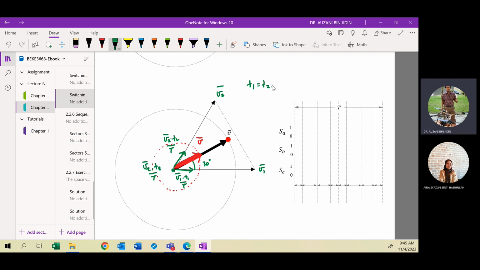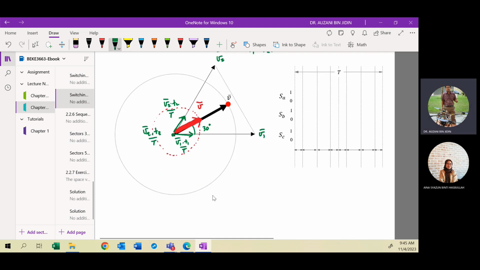So what is the term, the variable, that can reduce the amplitude of the space vector? T1, T2 are the same. So how do you make the reduction of the amplitude of the space vector? Why? What?